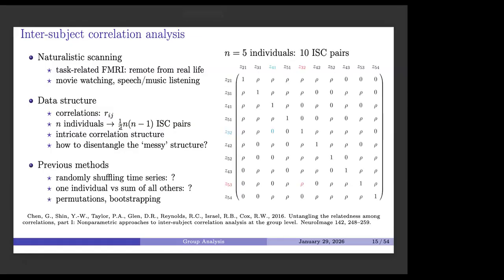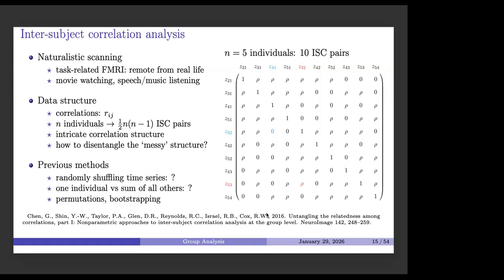So the complexity is that even if we have 10 subjects, we end up with many pairs, right? With 10, you can calculate the combinations, and we would have 45 pairs. On the right-hand side, I show a case of 5 individuals. With 5 individuals, the combinations give 10 pairs. So for each voxel, we have 10 correlation values.